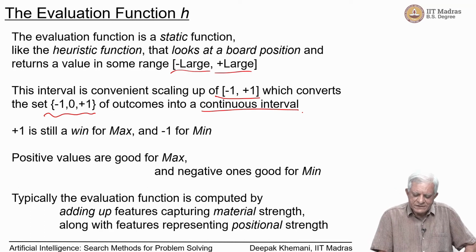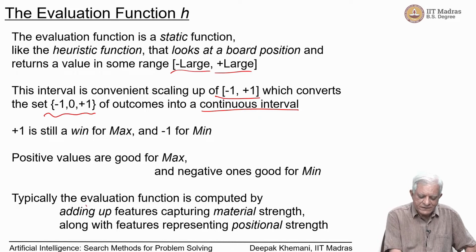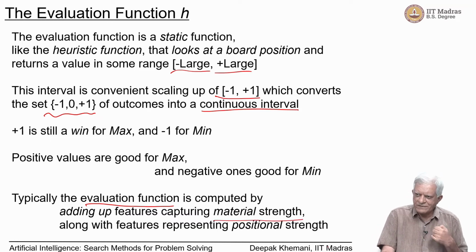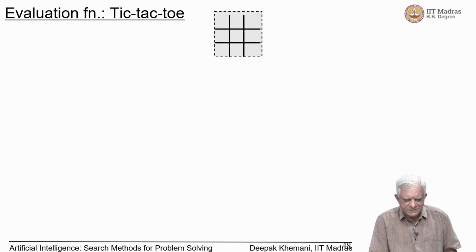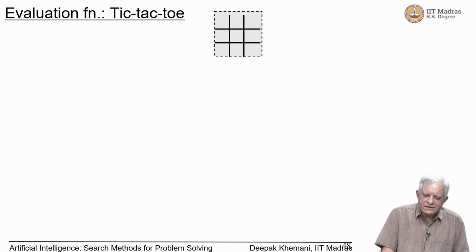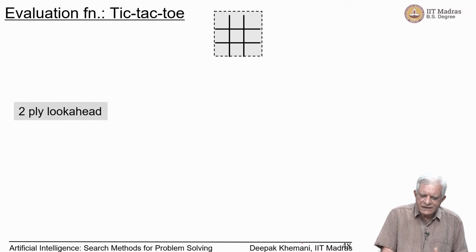So, typically in most games, the evaluation function has 2 components. One measures the material strength: how many pieces do I have, how many pieces does my opponent have. So, that is called material strength, and the other is positional strength: are my pieces in a good position. So, there are ways of measuring that. Let us look at that for chess for a moment, or let us say we look at tic-tac-toe, which is this cross and knots game, and we are doing, let us say, 2-ply look ahead.